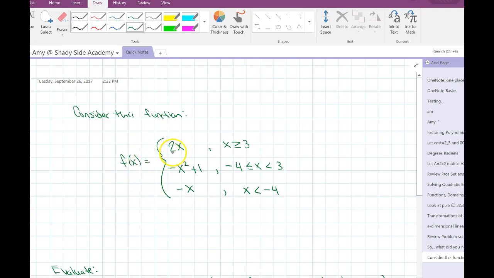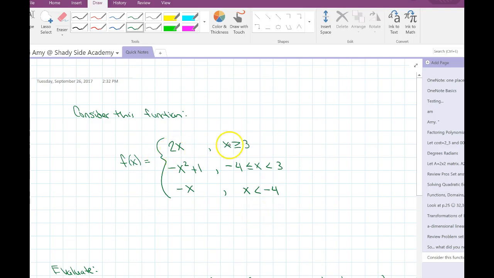So f of x equals 2x for values of x bigger than or equal to 3. For values of x between -4 and 3, not inclusive of 3, y equals negative x squared plus 1. And then finally, y equals negative x for values of x less than -4.